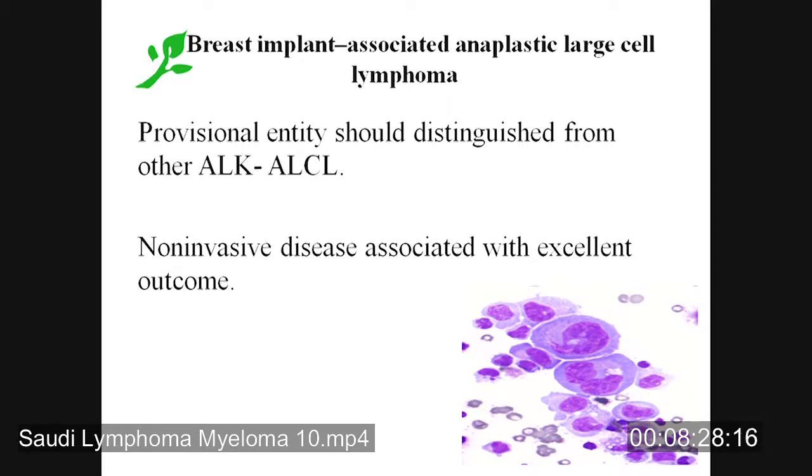Breast implant associated anaplastic large cell lymphoma. Now it's a provisional entity, and it should be distinguished from ALK negative ALCL. Patients usually have a good prognosis because they present with a seroma that has tumor cells around the capsule. The treatment is removal of this capsule with the implants. Patients have an excellent outcome.